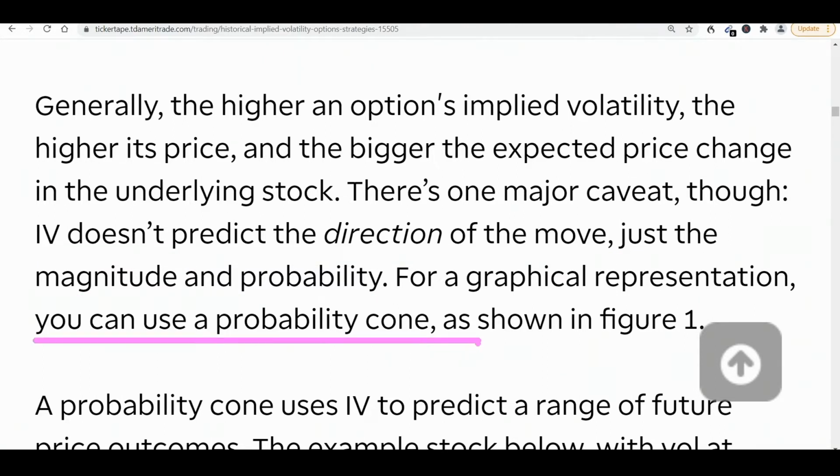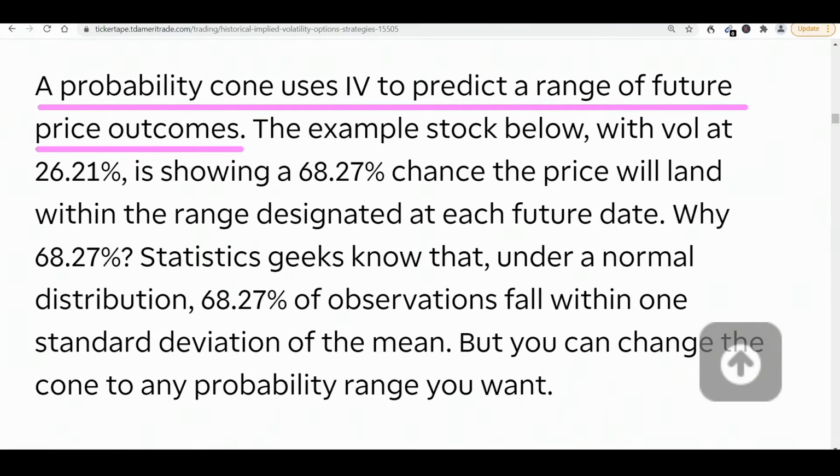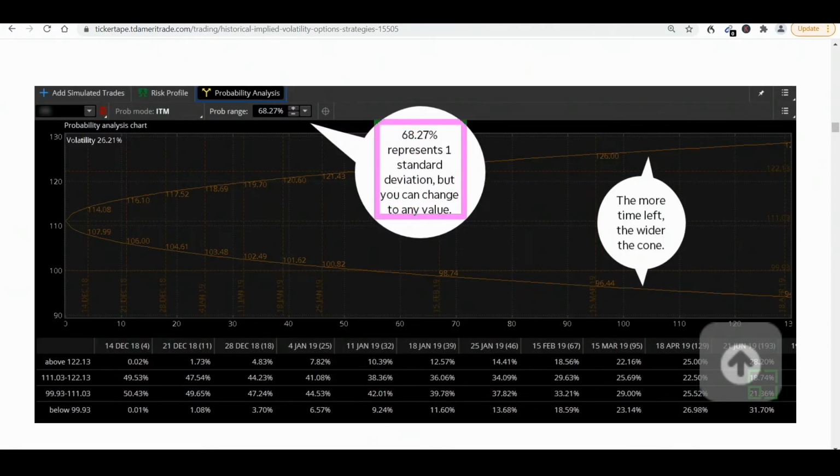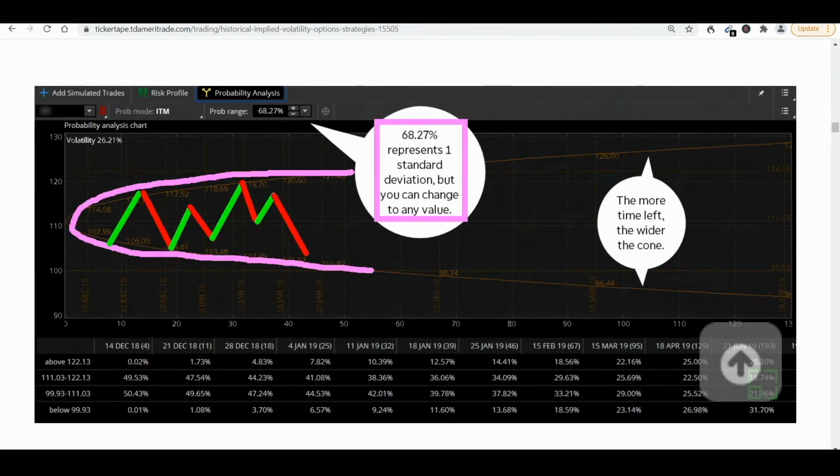Have you ever seen a probability cone? A probability cone is used in options to show the likelihood of being in the money or out of the money based on a range. Standard deviation again. Remember, the standard deviation is 68.27. And they believe so much in this standard deviation that they're predicting where the movement of this stock will be.